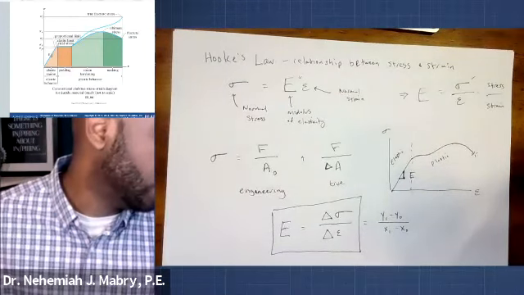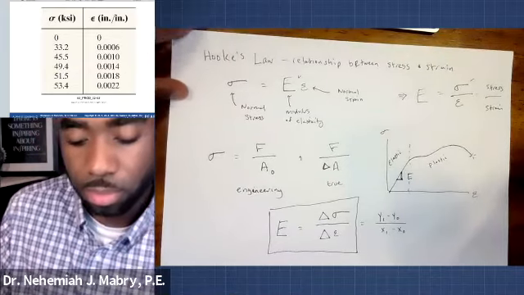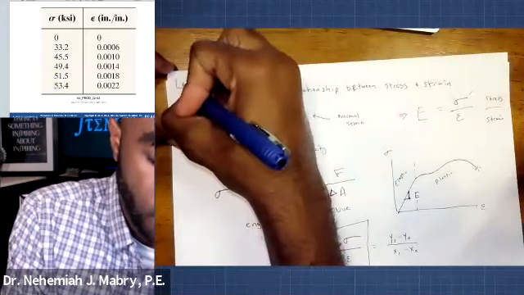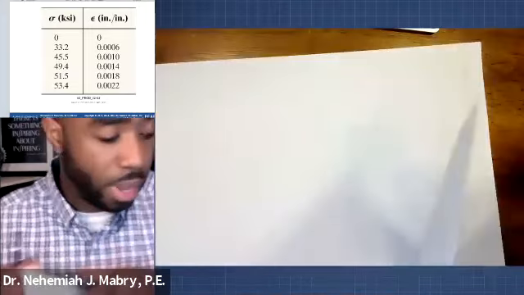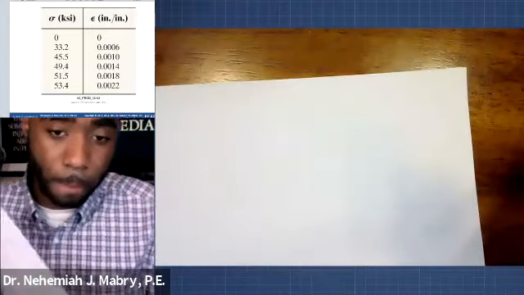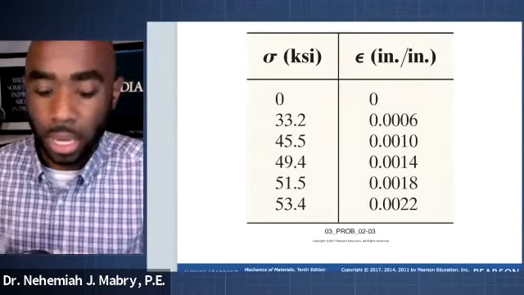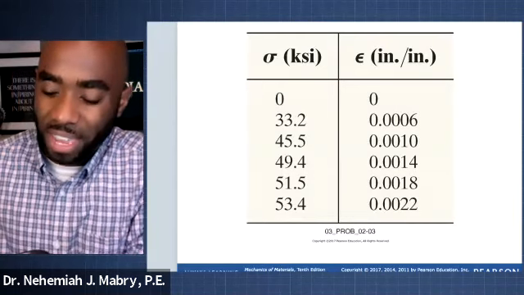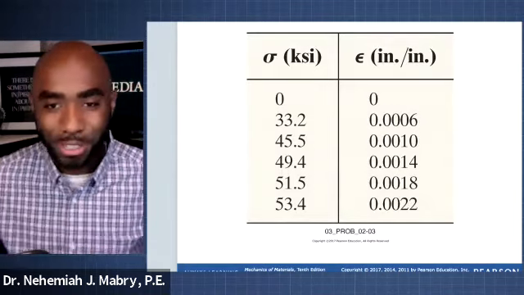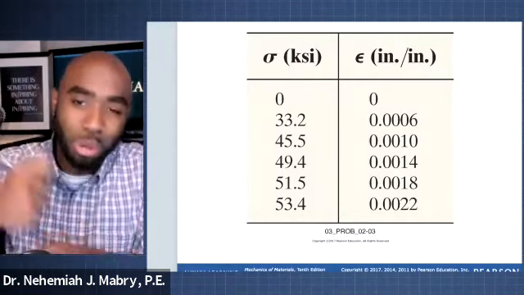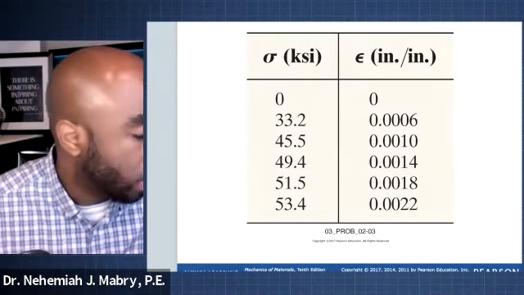which is example 3-2. Take a look at your textbook and look at example 3-2. Very, very simple problem. It gives us this chart right here, and it's basically some data. You can look at this as data collected from your tensile tester. You're in the lab, you ran a test, you had the dog bone specimen, and you got the stress and the strain of this particular material.